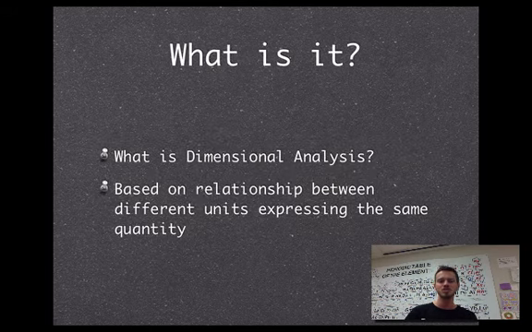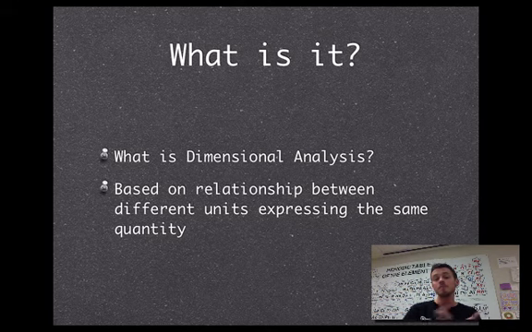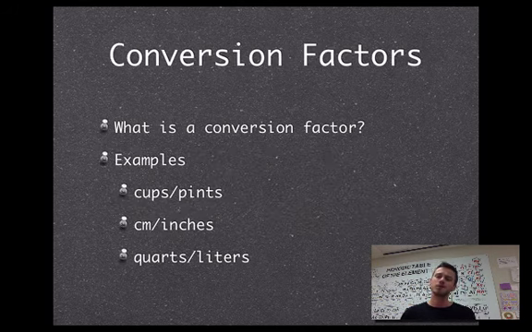Okay, what is dimensional analysis? Dimensional analysis is a way that we convert between units in our chemistry and our physics classes. Dimensional analysis is based on relationships between different units expressing the same quantity. Sometimes we want to go between milliliters and liters. Those are both units of volume. So they're expressing the same quantity, but they're going to be different values, because we're having to convert our units.